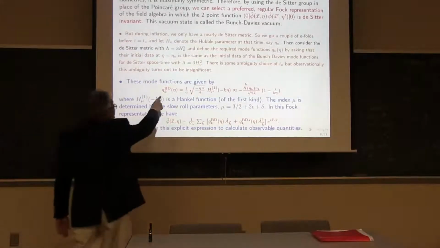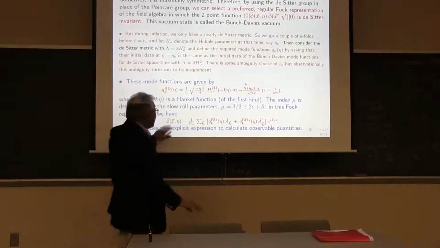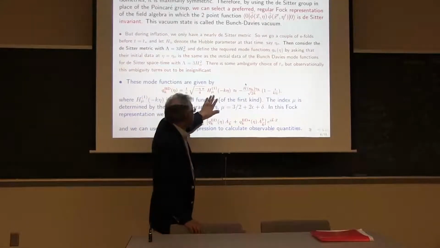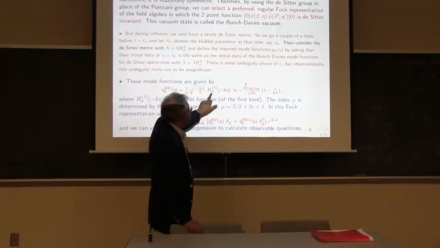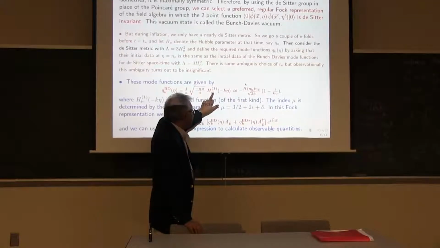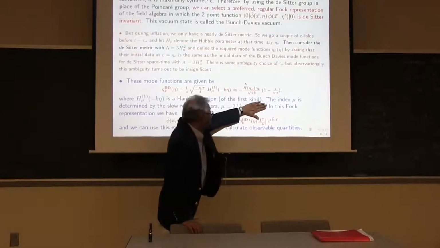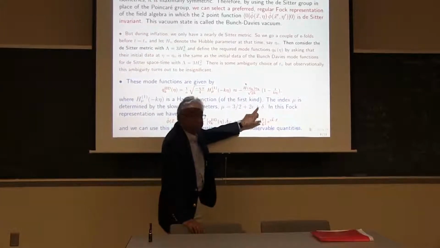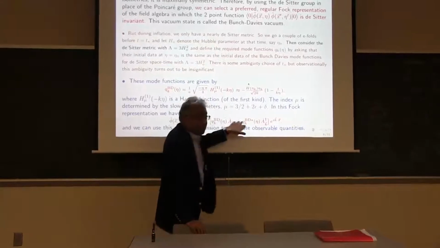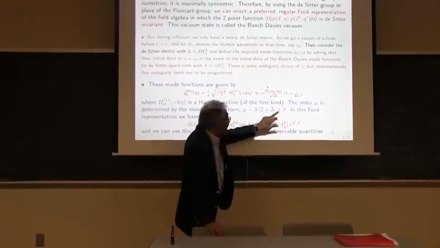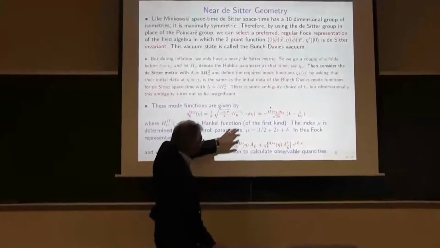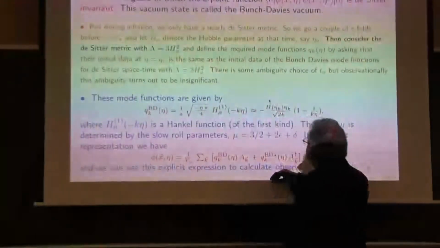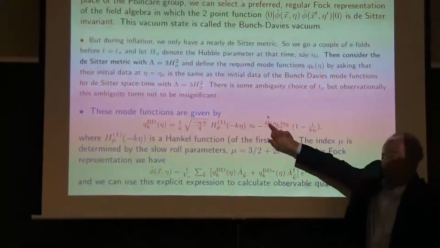So again, these mode functions now are going to be given by exactly what we saw, like the Hankel function, except that now the order of the Hankel function, in the de Sitter case, it was just 3/2. Now it is slightly modified by the slow roll parameter. So it's approximately de Sitter, but not exactly de Sitter. We've got this epsilon and delta up here. And you can expand it out explicitly up here. And previously it was just the Hubble parameter.